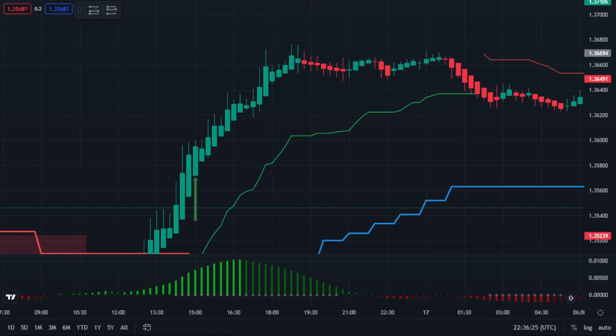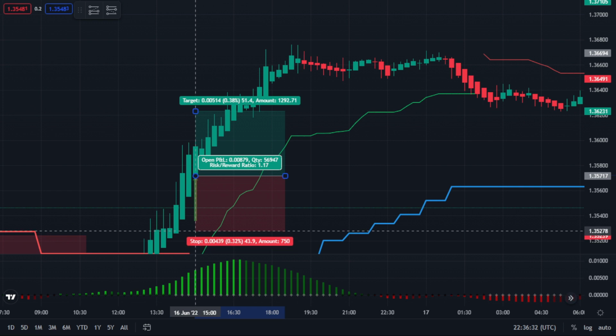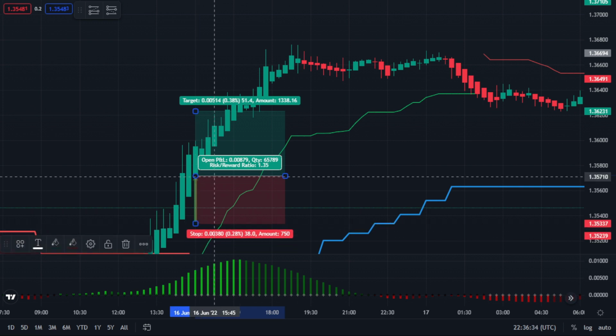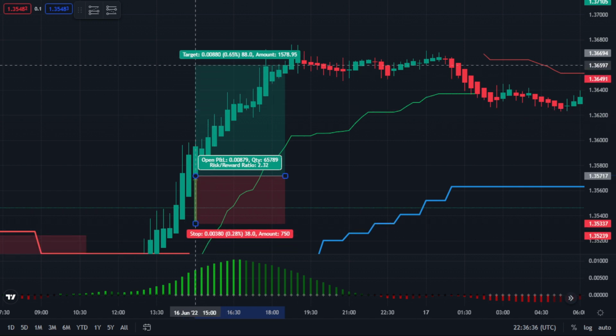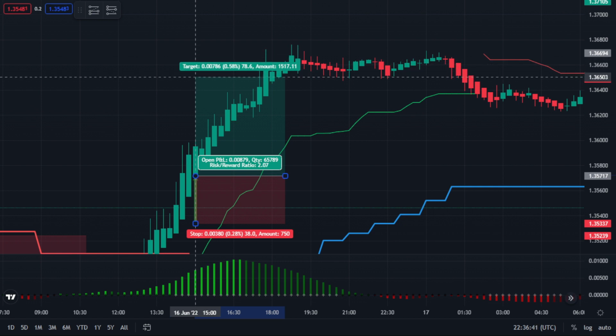Another example here, the Super Trend gave its signal and squeeze momentum too. So we enter this trade, setting our stop loss at the short-term super trend, and as usual, we target 2 times our risk. And again, the market hit our take profit.